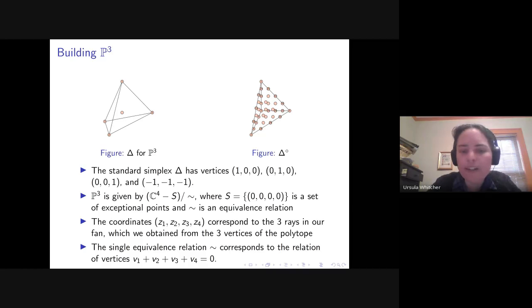So how are we going to do this? These coordinates Z1, Z2, Z3, Z4 each correspond to the rays in our fan that we got from the vertices of our polytope. So we can see here we've got 4 different vertices of our polytope. And then we've got one equivalence relation. The reason we've got one equivalence relation is that we've only got one integer relationship between our vertices. If you add up (1,0,0), (0,1,0), and (0,0,1), well, adding on (-1,-1,-1) to that exactly gives you 0, or the zero vector.